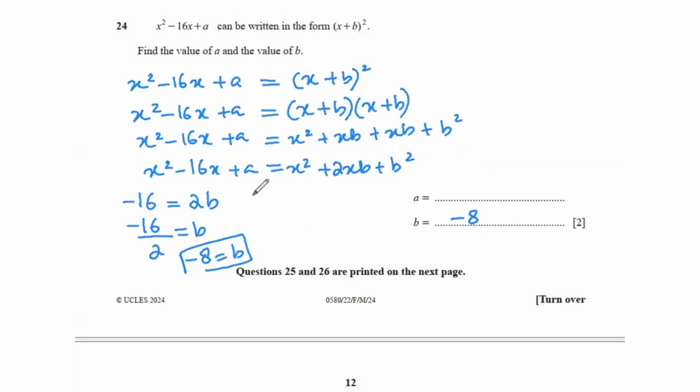And a is equal to b squared. Since b is found to be -8, -8 squared is equal to 64. So that is your value of a.